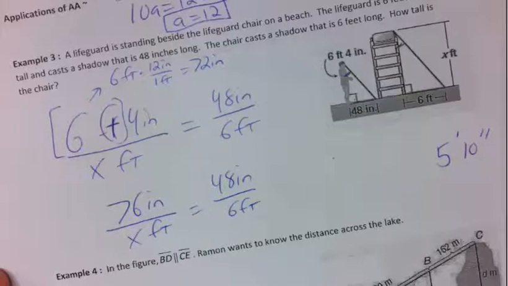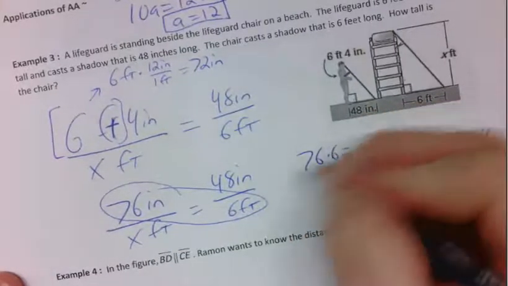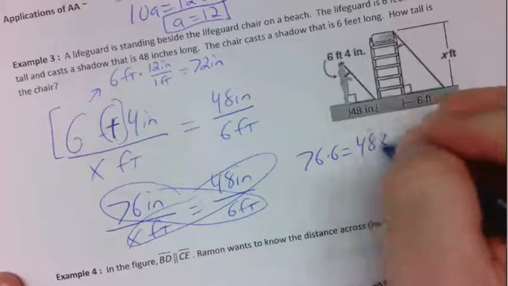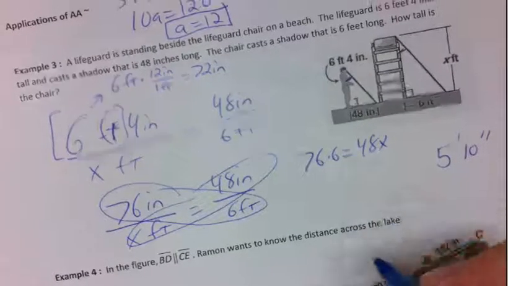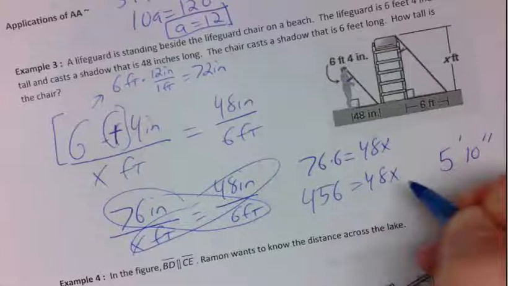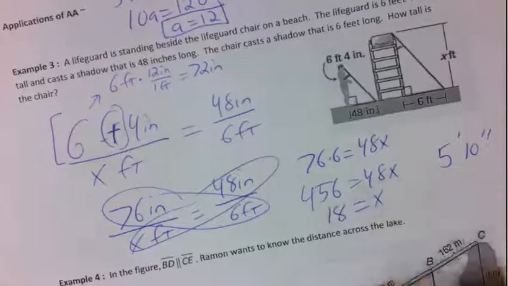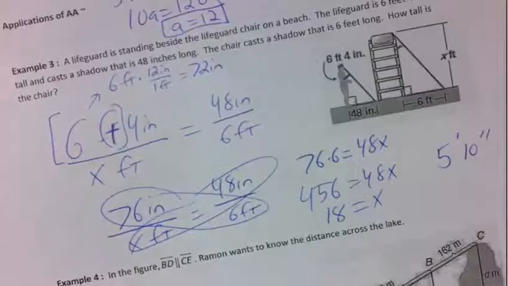Okay, so 76 times 6 equals 48 times x. All right, 76 times 6 is 456, 48x. So x is, what's that, 18? Somebody double check me there. Let's see.